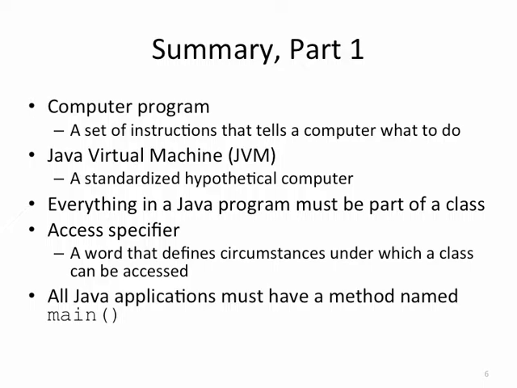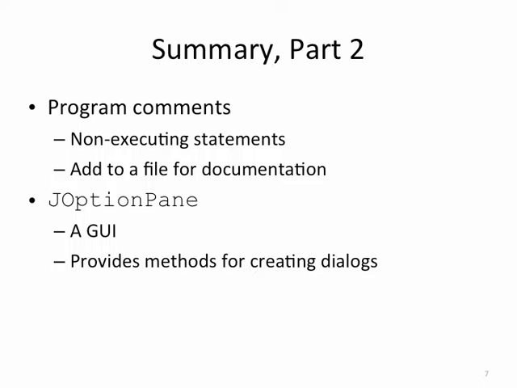All Java applications have a method named main, and it is the single starting point for all your Java applications. Whenever you hit run, Java will be, where's main, where's main, where's main? And that's where it's going to start, is in the main method. Program comments are non-executing statements. They are ignored by the compiler, and they just add some documentation or can be used as a debugging technique. JOptionPane is a class that provides some dialog boxes for us to use, some graphical user interface components.